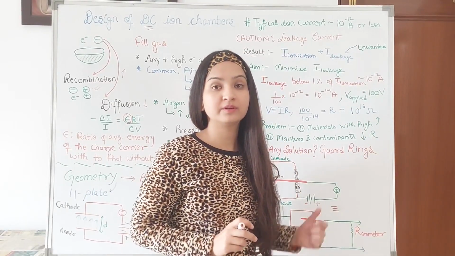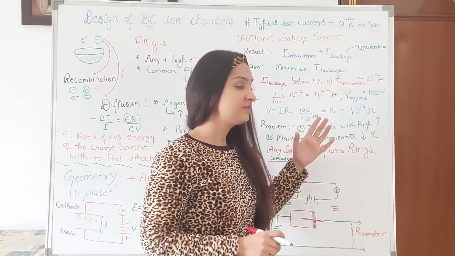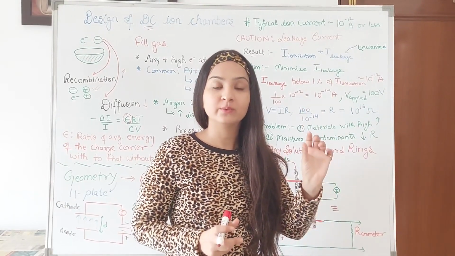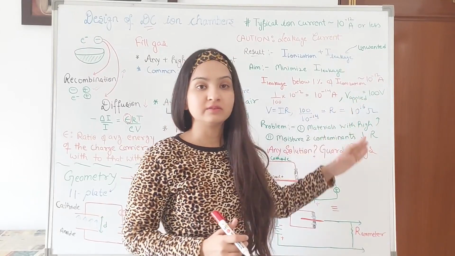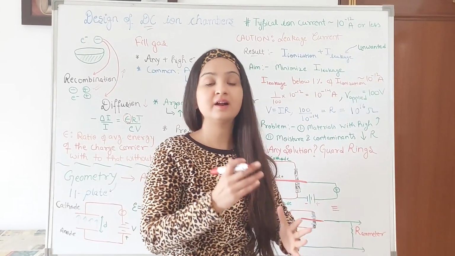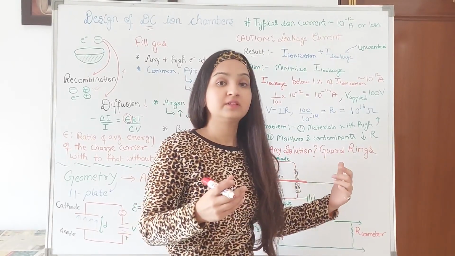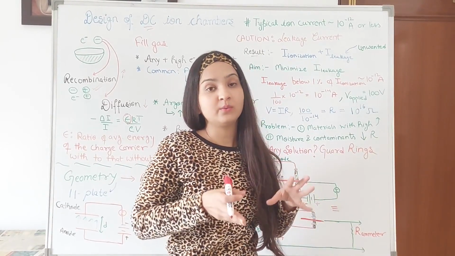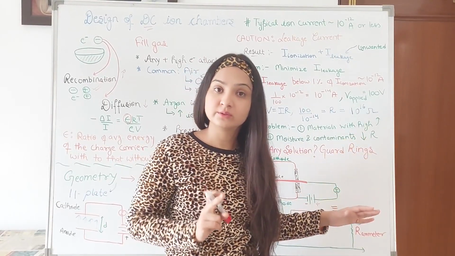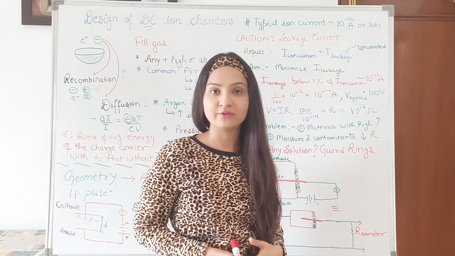The second problem with your insulator is that the presence of moisture or contaminants will eventually decrease this resistance. First of all, you require high resistance, and there are inevitable factors which are always decreasing this. So is there any other solution? Well, we have guard rings.